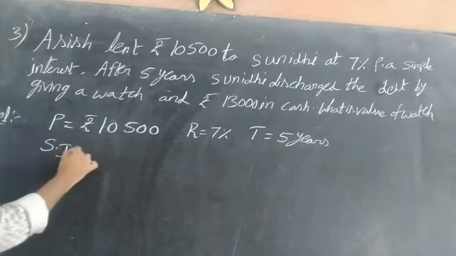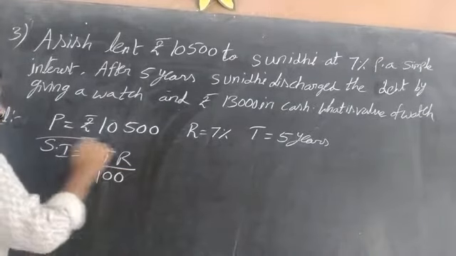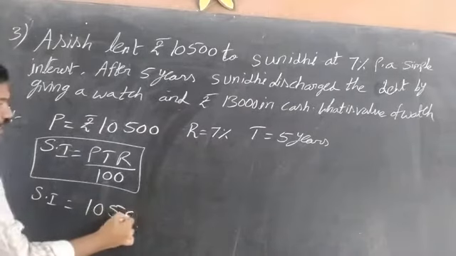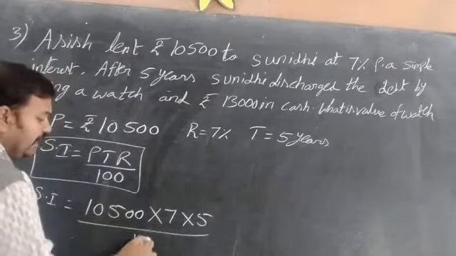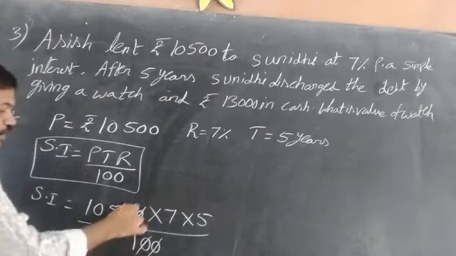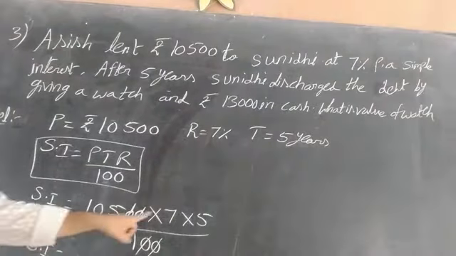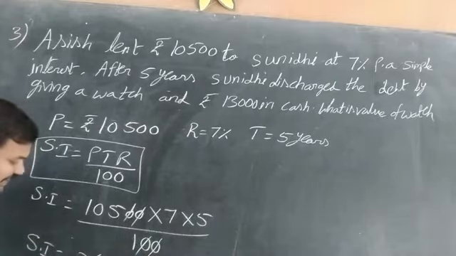The simple interest formula is equal to PTR by 100. Substituting in the formula, simple interest is equal to 10,500 into 7 into 5 by 100. Cancellation of the zeros. Therefore, simple interest is equal to multiplication: 105 into 7 into 5. That means 105 into 35 is 3675.